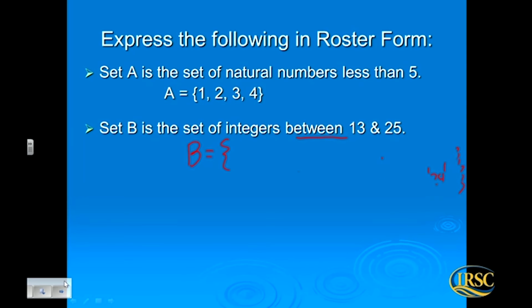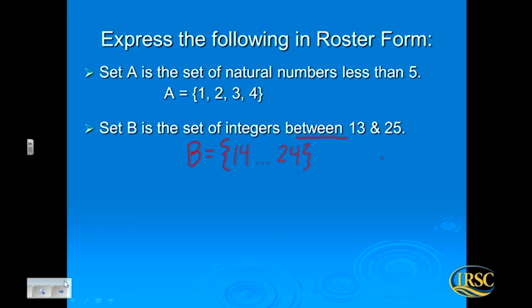If you're going to use an ellipsis, you have to be able to show the pattern of what's happening in the set. If you start with 14 and say dot, dot, dot 24, that doesn't necessarily show that there are integers in there. You could have 14, 14.1, 14.2, 14.3. So you have to show a pattern. You need at least 3 numbers at the beginning to show your pattern, and then you can do the ellipsis and your last number.